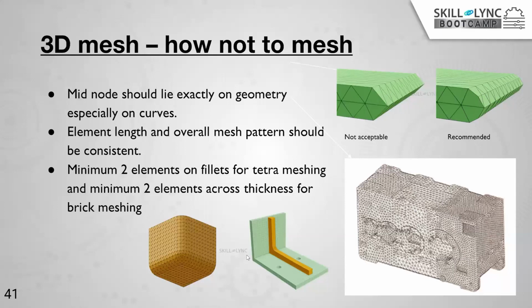Suppose you are meshing a section or a plate. Through the section, the minimum number of elements should be 2, but we follow 3. A minimum of 3 elements should be covered along the fillet or along the thickness, so that you are able to capture the bending behavior properly.